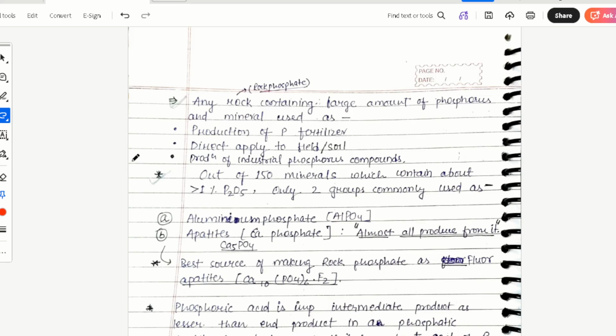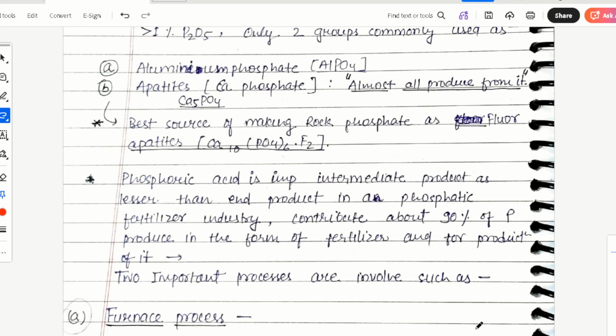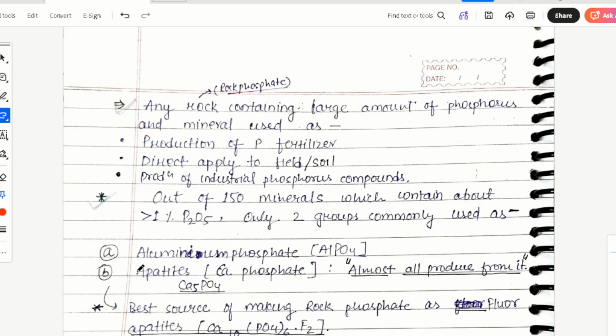So, in the second slide, any rock containing a large amount of phosphorus and minerals is used for the production of fertilizer, which is directly applied to the field or soil.